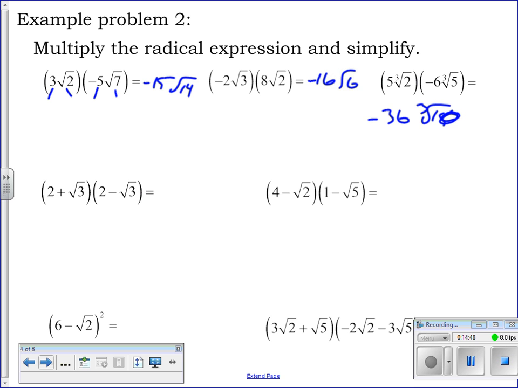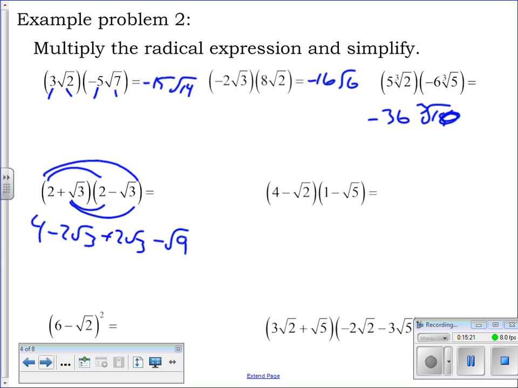Okay, so what we're doing here is we're foiling. You foil it out. Now you may have to do some combining of radicals and stuff after you foil. But when you're multiplying 2 plus root 3 times 2 minus root 3, you foil. First, 2 times 2 is 4. Outside, 2 times negative root 3 is negative 2 root 3. Inside, root 3 times 2 is plus 2 root 3. And then last, root 3 times minus root 3, which is minus root 9.